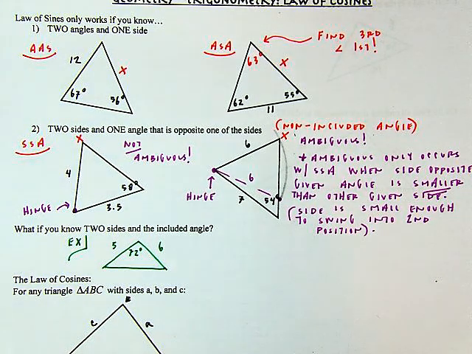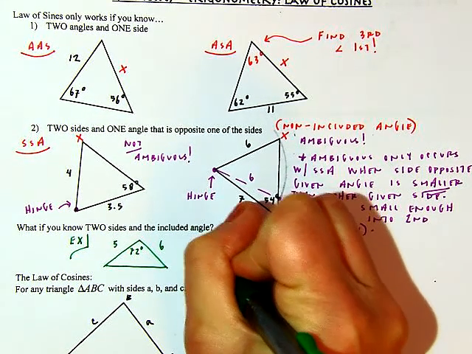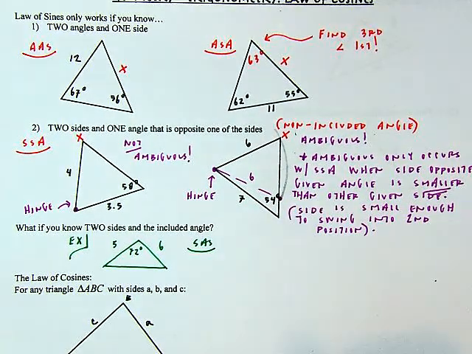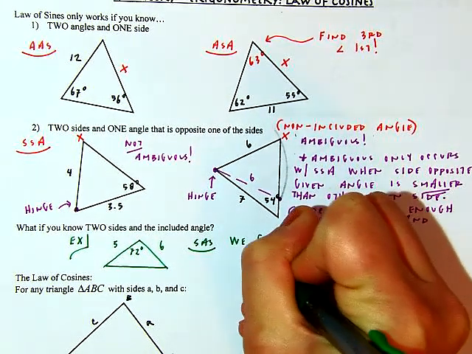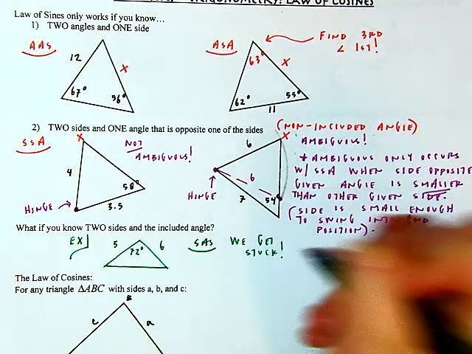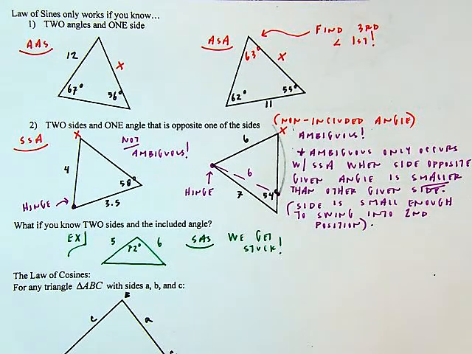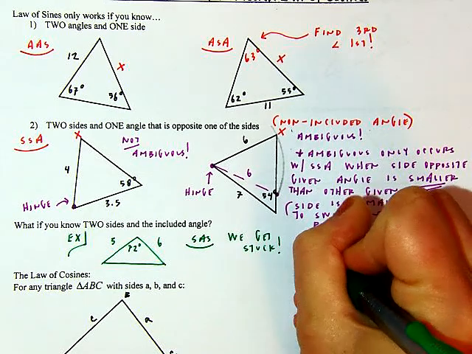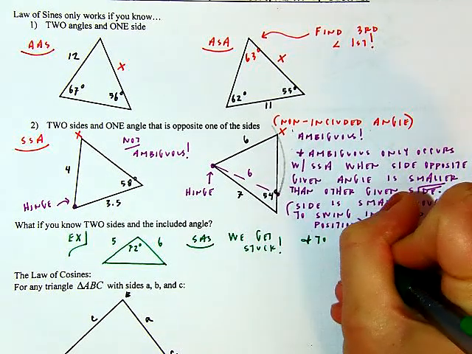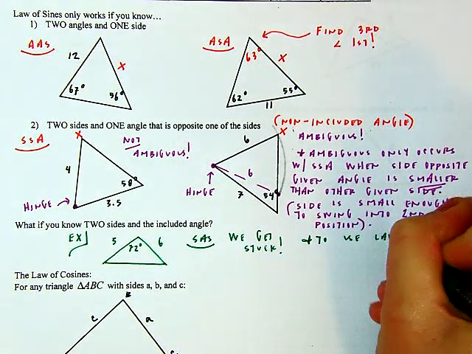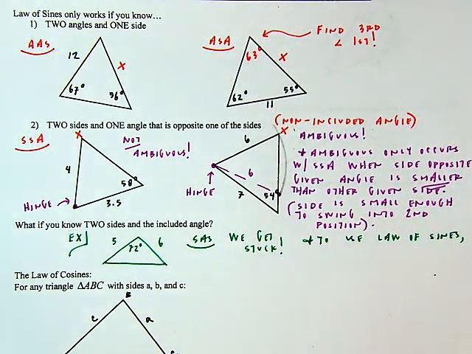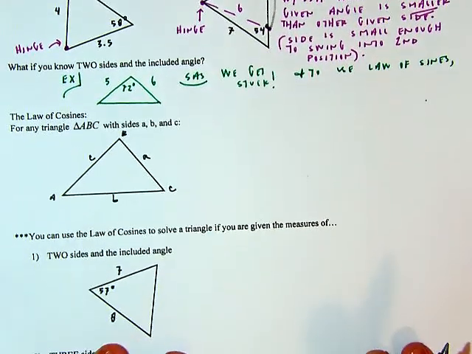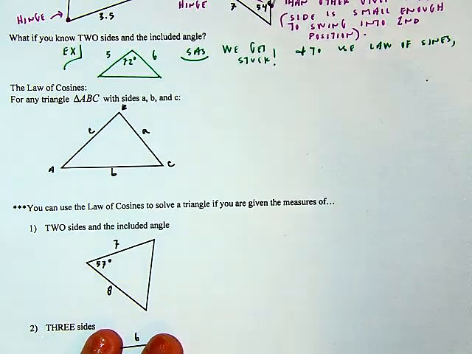We don't. Right here we had just side angle side. We do not have an angle with the side opposite. We get stuck. Right? Again, to use the law of sines, we need an angle with an opposite side.